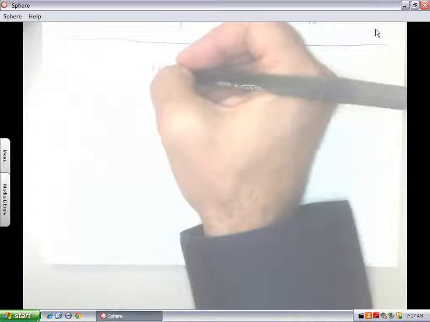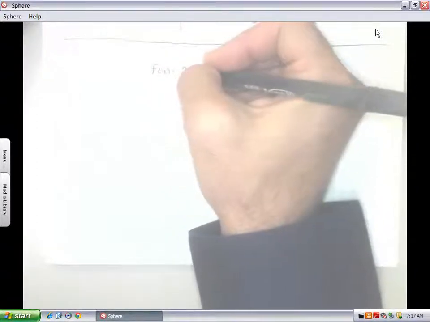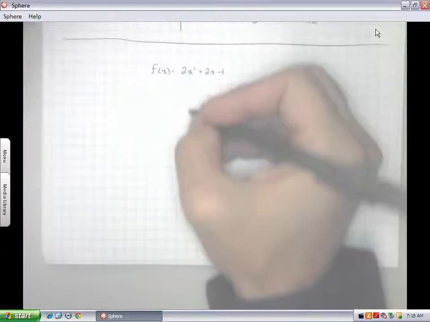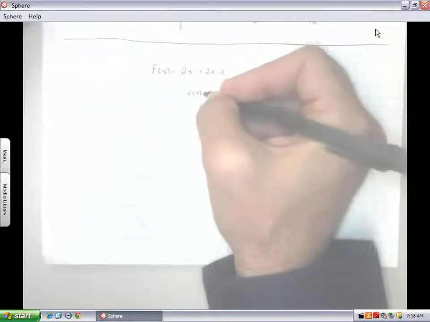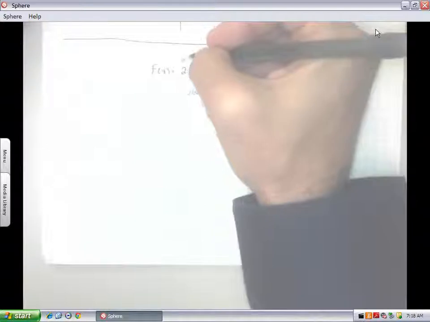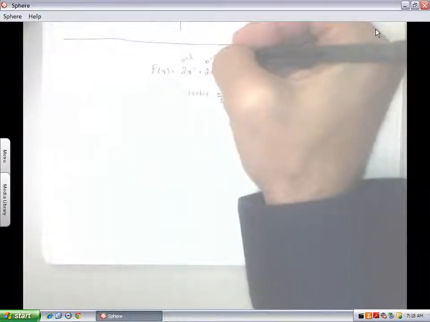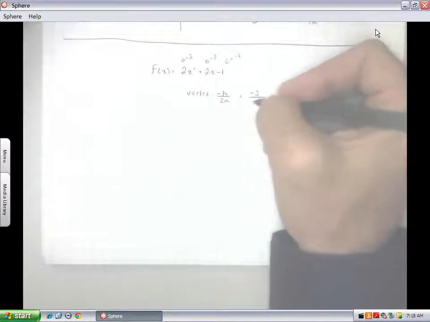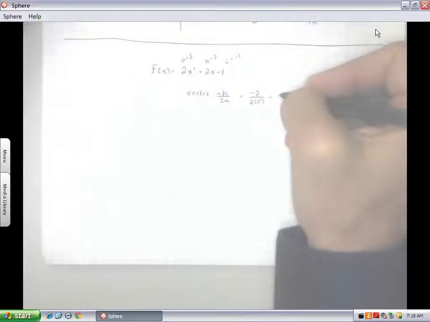Similarly, I could use the same method if I have an equation that's not in vertex form. So now I have an equation that's in standard form. So I'm going to start by finding my vertex. But in this case, I can't just take the vertex from the equation. I need to remember my formula, negative b over 2a. Well, a is 2, b is also 2, and c is negative 1. So that's going to give me negative 2 over 2 times 2, which is going to give me negative 1/2.